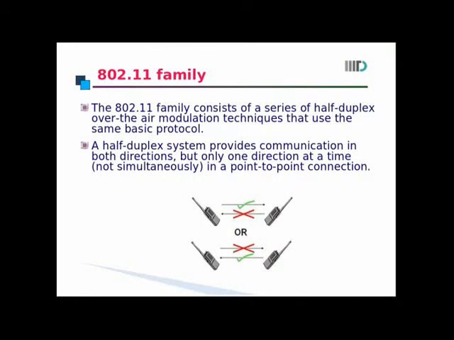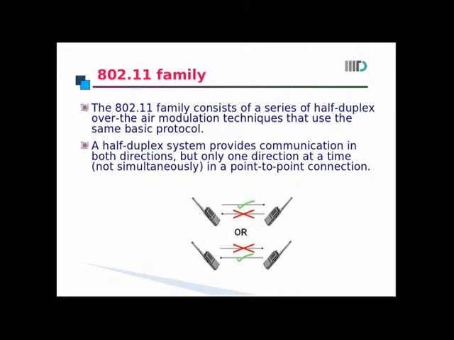Now let's talk about the 802.11 protocol family. So basically the 802.11 family consists of half duplex and over the air modulation techniques. So what do we mean by half duplex?